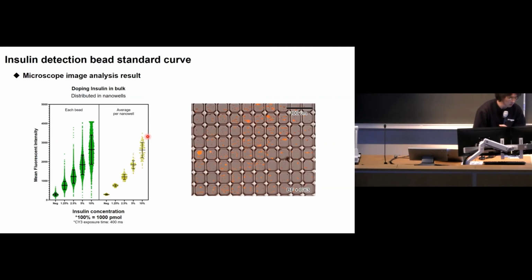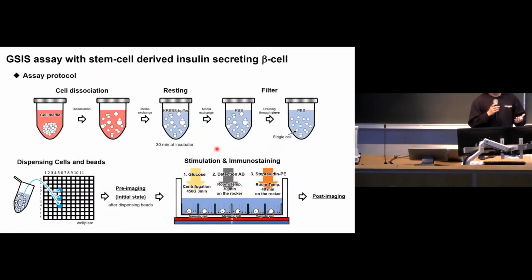Those one dot indicating average value of 1 nanowell. In this case, just picking all the beads together and then flat it. In this case, it's averaged by the nanowell. So we got proper nanowell, and then we got proper beads. So now we can do the glucose-stimulated insulin secretion assay protocol.